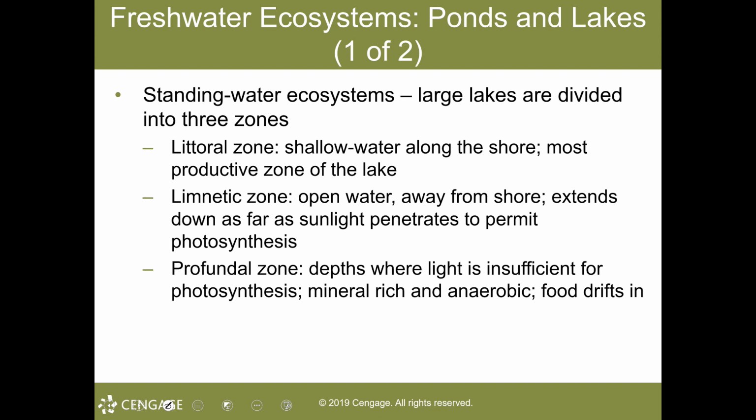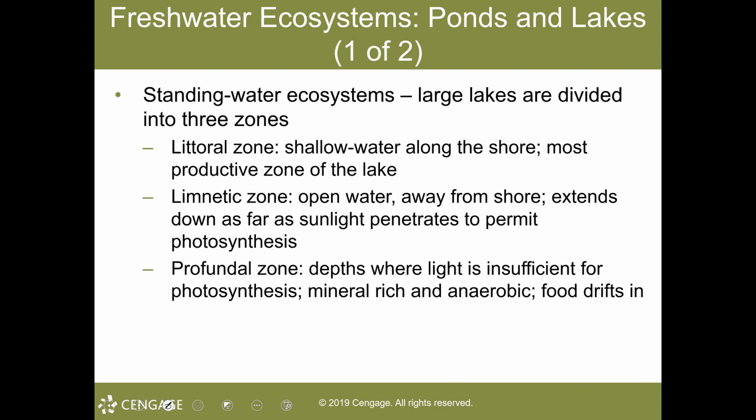The limnetic zone is open water away from, of course, the littoral, away from the shore. It extends down as far as sunlight penetrates to permit photosynthesis. The main organisms here are the microscopic phytoplankton and zooplankton. Larger fishes spend some of their time in the limnetic zone, although they may visit the littoral zone to feed and reproduce. Because of the depth of this zone, less vegetation grows here.